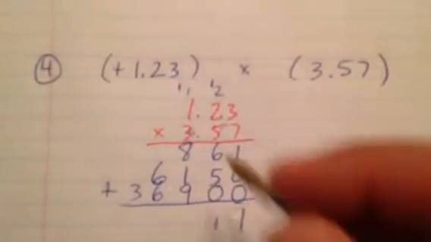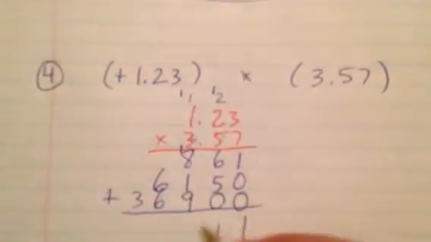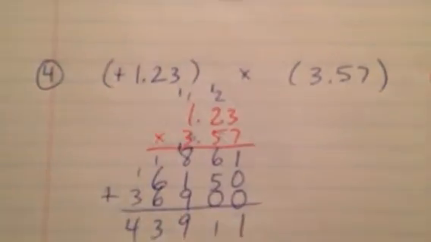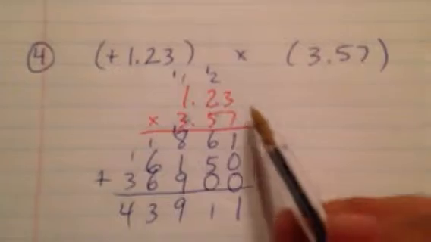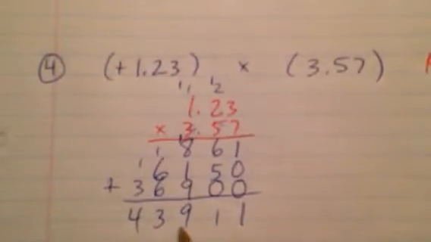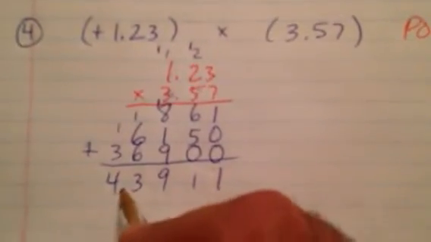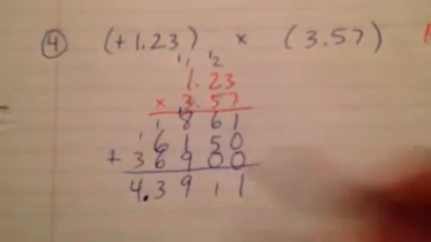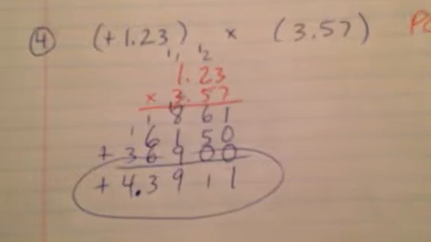1, 6 and 5 is 11. Carry a 1. 9, 10, 19. Carry a 1. This is 13. So it's 4, 3, 9, 1, 1. This has 2 and 2, 4 place values. 1, 2, 3, 4. Goes right there, 4.3911. It is positive, and that is our answer.